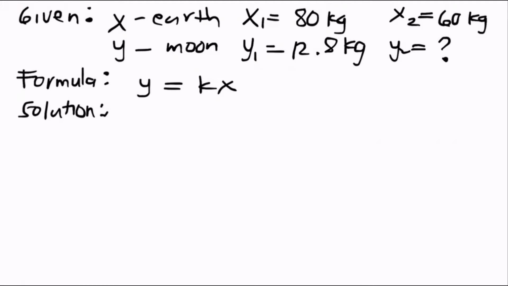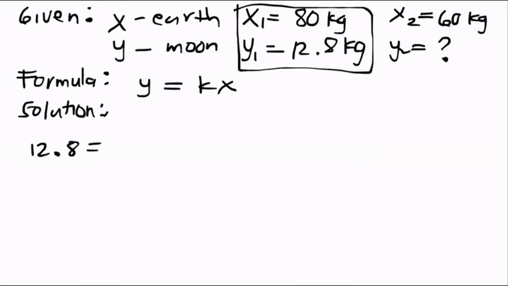given to our formula. So always remember, in the first part of our solution, we will be using the set 1 or x sub 1 and y sub 1 values for us to identify the measurement of our k. So let us proceed by first substituting the given to our formula. It will become 12.8 is equivalent to k multiplied by 80. Next, after substituting, this is our step number 1.